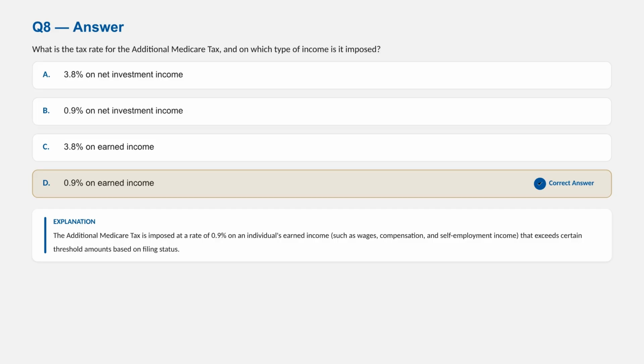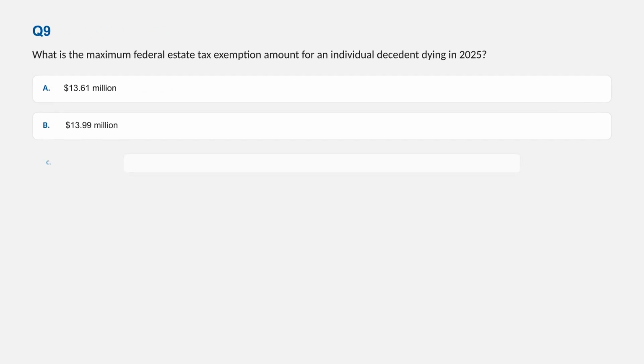The correct answer is D. 0.9% on earned income. The additional Medicare tax is imposed at a rate of 0.9% on an individual's earned income, such as wages, compensation, and self employment income, that exceeds certain threshold amounts based on filing status. Great. Now let's move to our next question. Alright, let's move to question 9.